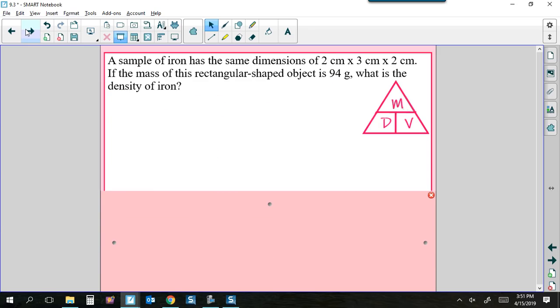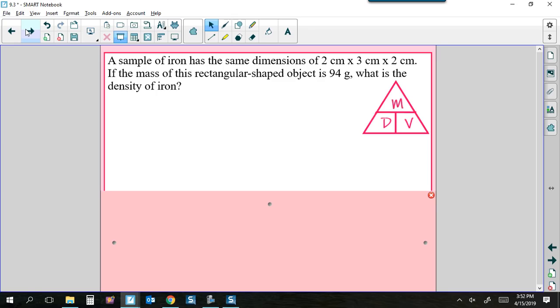Speaking of the devil, we've got to find the volume. There we go. So we have a sample of iron that has dimensions of 2 centimeters, 3 centimeters, and 2 centimeters. If the mass of this rectangular shaped object is 94 grams, what is the density of iron?